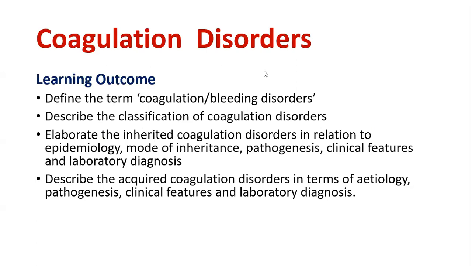including their epidemiology, inheritance, pathogenesis, clinical feature, lab diagnosis, and then the acquired coagulation disorder, mainly DIC, disseminated intravascular coagulation. This is an important topic, from the exam point of view and clinical point of view. Emergencies are also in this. So you need to keep your concepts very clear. So be clear with this.